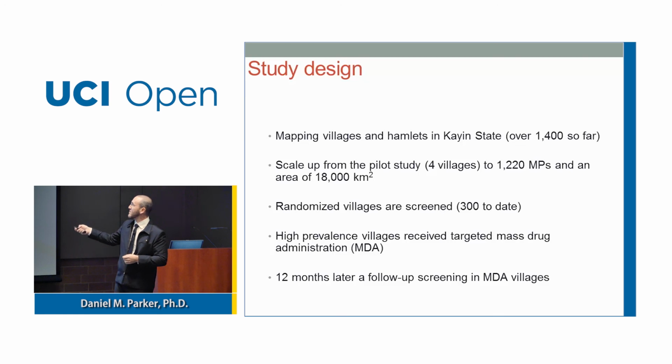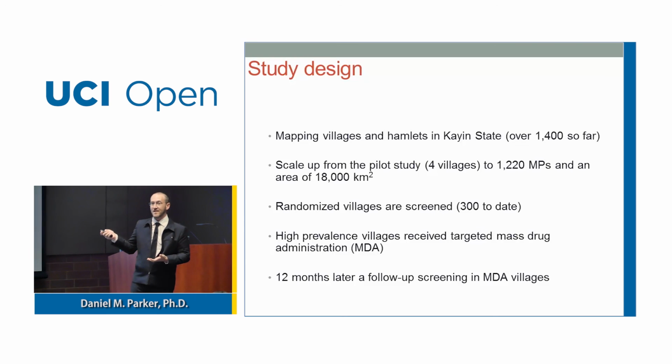We began with mapping villages and hamlets. I've mapped over 1,400 villages and hamlets in the area so far. What I mean by mapping is not that I took a point for every single house in every village, because that would take a lifetime, but we took 1 point per hamlet, and then we wrote down some basic information like the name of the village, how many households, whether or not there are malaria services already in the village.